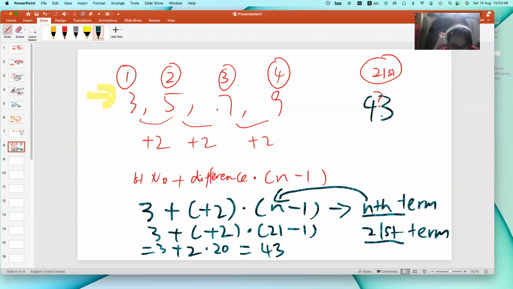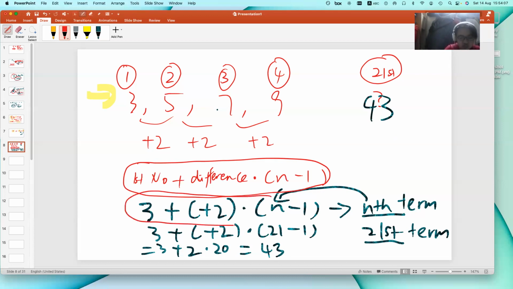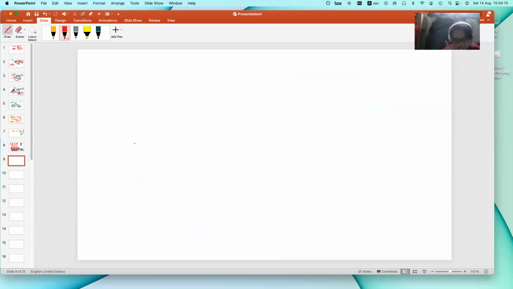Are you clear? So you always make use of the formula: first number plus the difference times the bracket n minus 1. Once you get the nth term out, to find the 21st, you just replace the n with 21. So similarly, this question is what? Can you remember the formula?